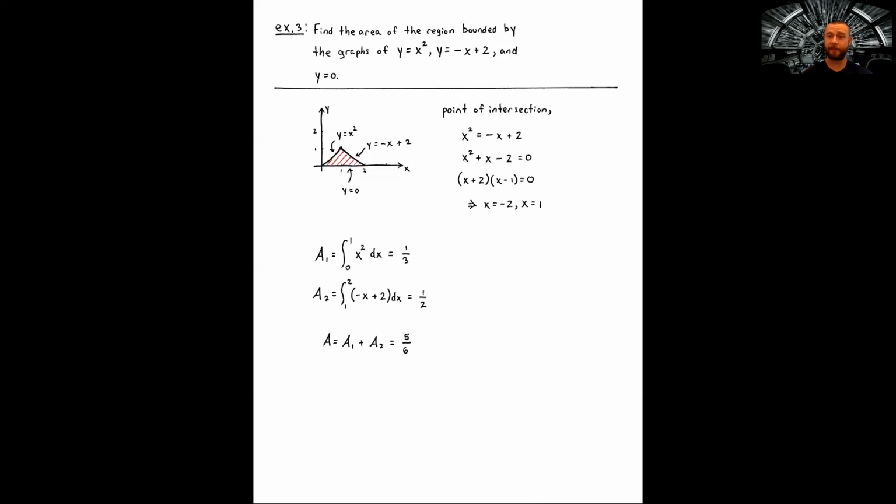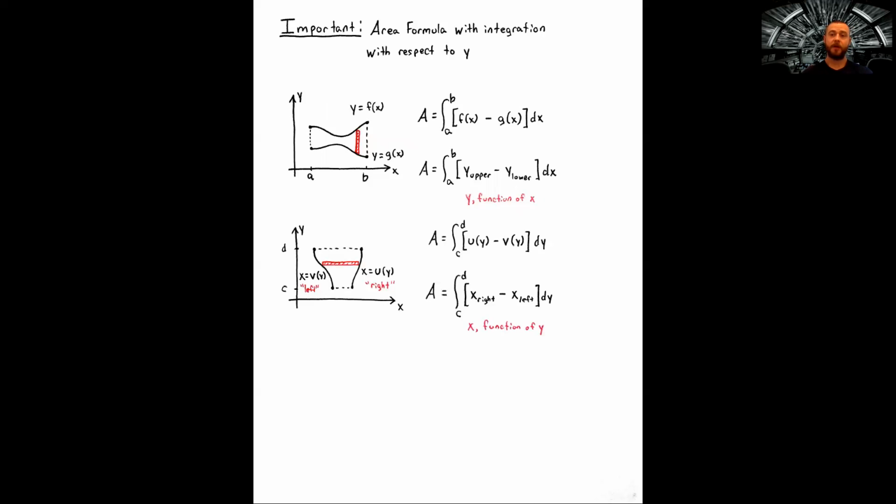So far, we've been looking at setting up everything as integrals with respect to x, where our functions y were functions of x. Well, we can flip things around and do this for certain regions where it's easier to define them as x as a function of y. So let's take a look at how that works. This is really not a new formula, but just a different version.